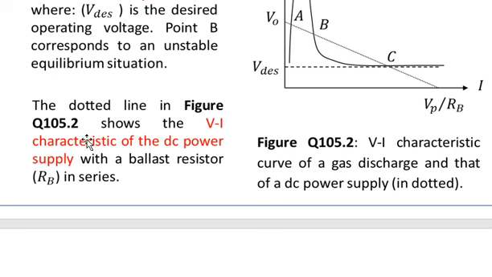The dotted line in figure number 2, which I have explained also, shows the VI characteristic of the DC supply with a ballast resistance RB in series.